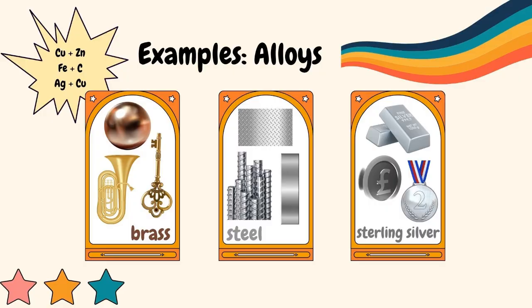Just like with metals, there are a lot of alloys which you encounter in the day-to-day world. Three common alloys are brass, steel, and sterling silver. Brass is comprised of copper and zinc, steel is comprised of iron and carbon, and sterling silver is typically comprised of silver and copper.